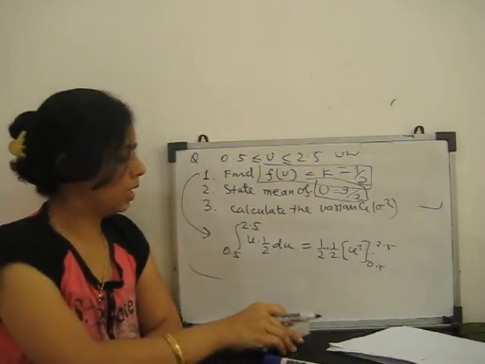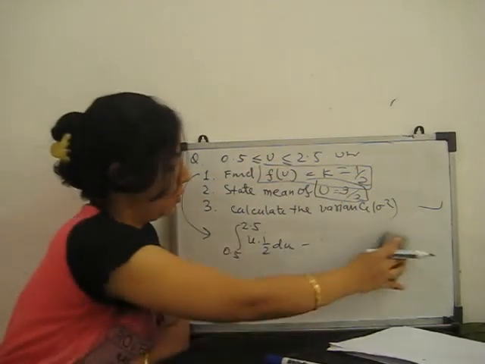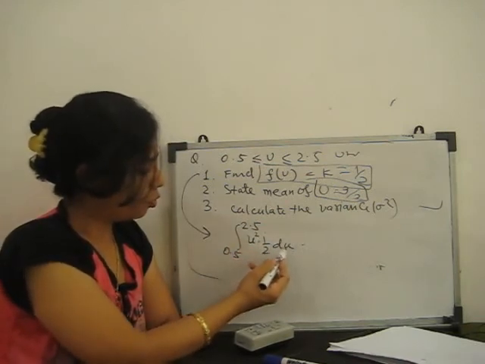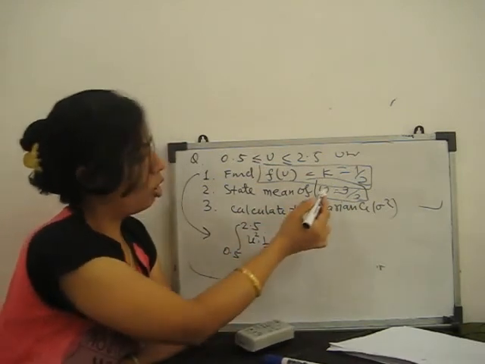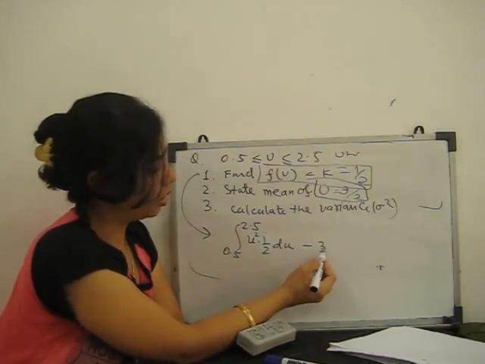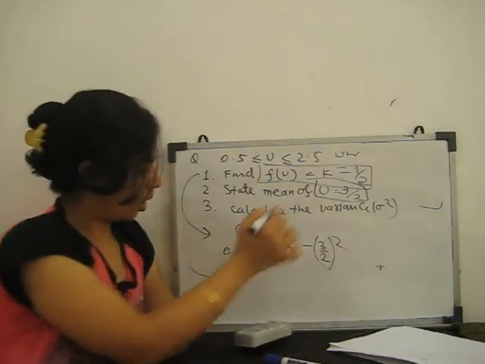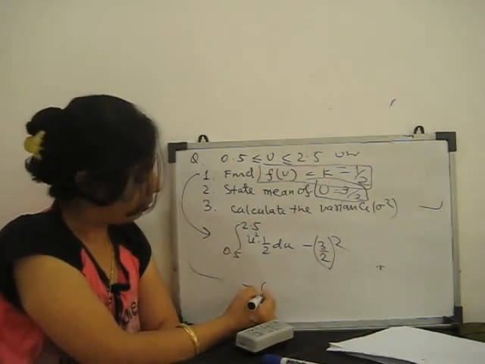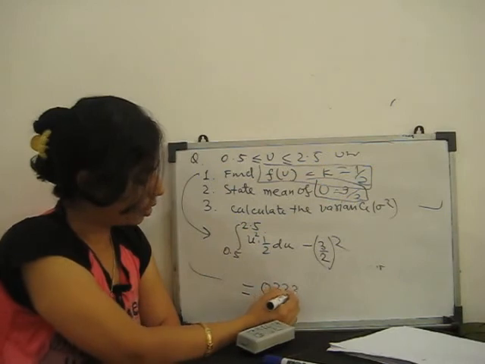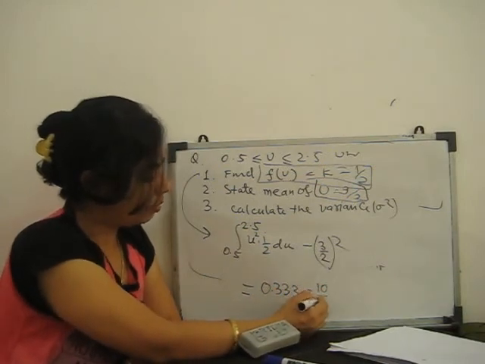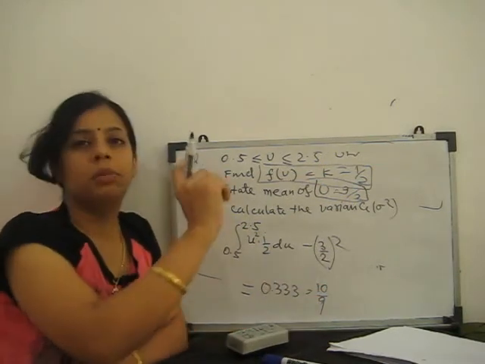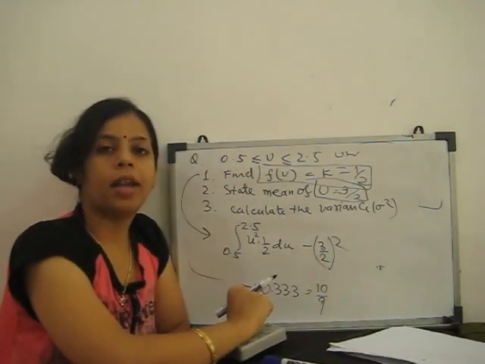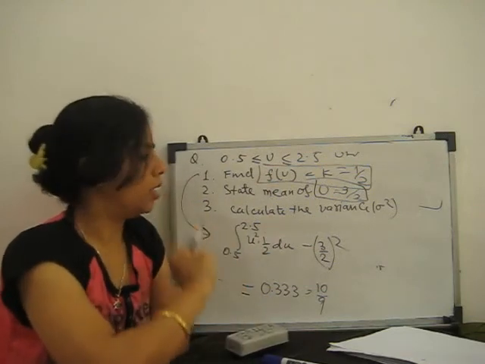Third is the variance. Variance is also the same. Variance is what? The integral of u square f(u) du minus the mean square, which is 3/2 square. So we have to find this value minus this value. In this case our variance is 0.333, or we can say 10/9. Clear? Similarly, if we talk about the median, if they ask for the value of the median.